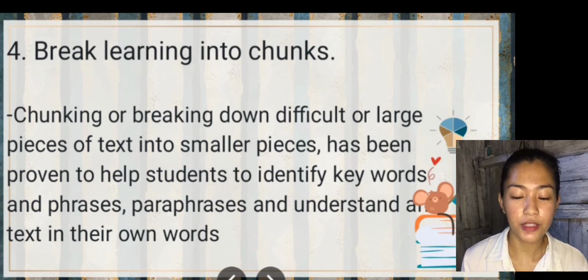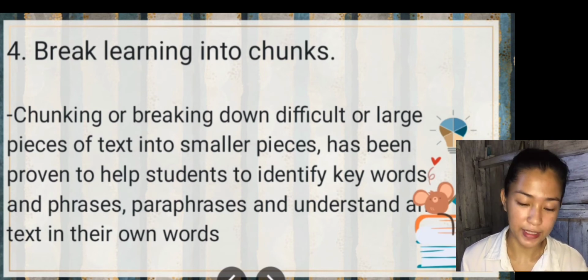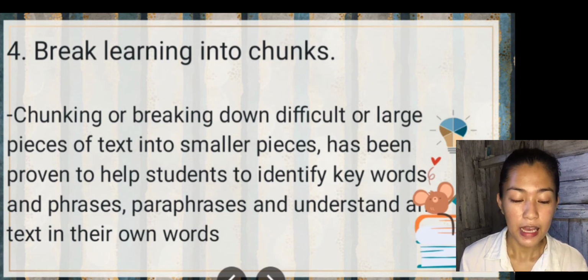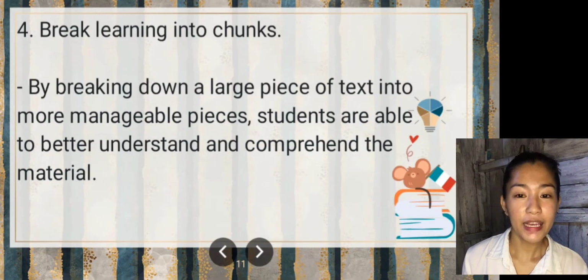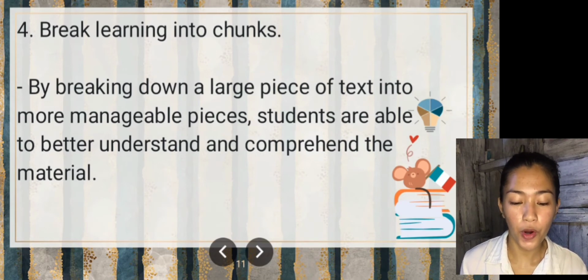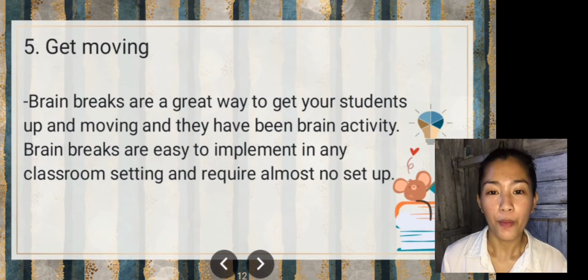Number 4, break learning into chunks. Chunking, or breaking down difficult or large pieces of text into smaller pieces, has been proven to help students identify key words and phrases, paraphrase, and understand the text in their own words. By breaking down a large piece of text into more manageable pieces, students are able to better understand and comprehend the material. Number 5, get moving. Brain breaks are a great way to get your students up and moving, and they boost brain activity. Brain breaks are easy to implement in any classroom setting and require almost no setup.